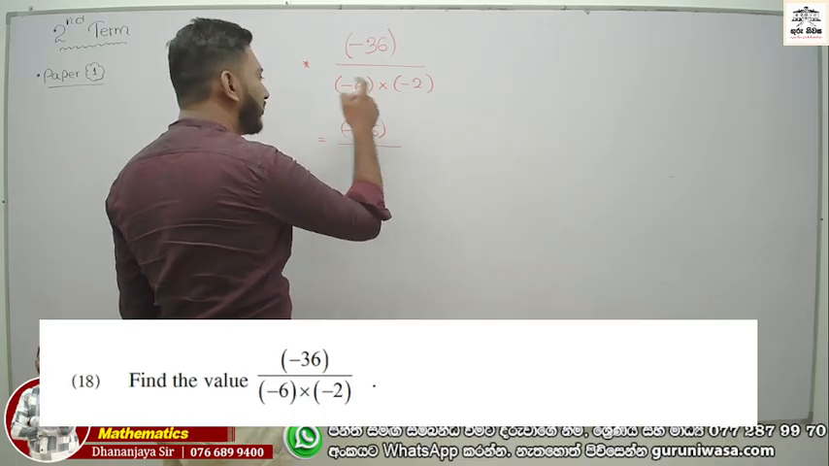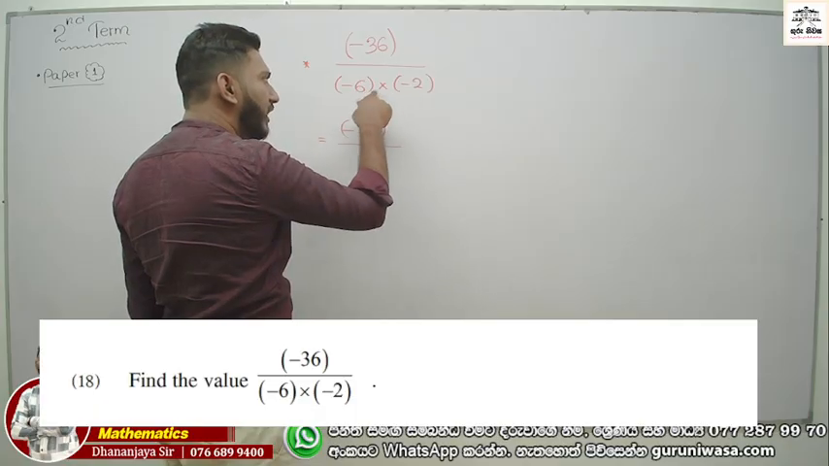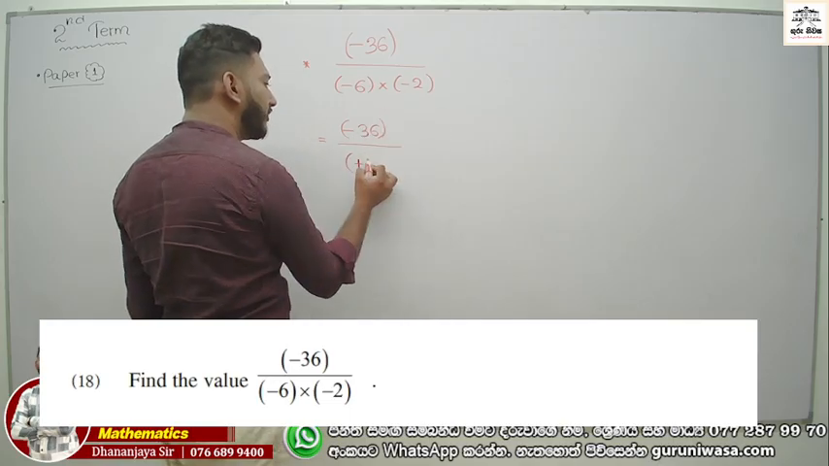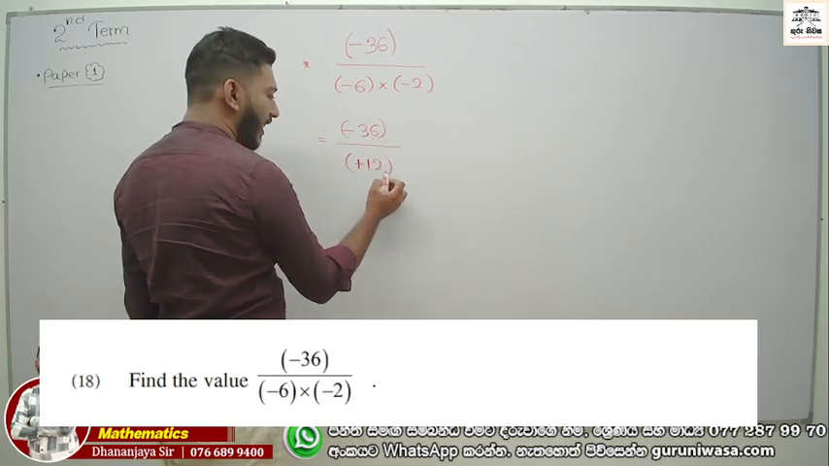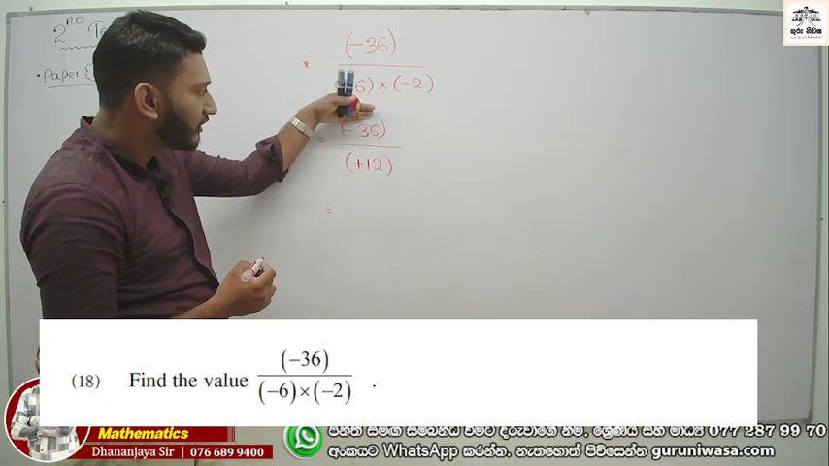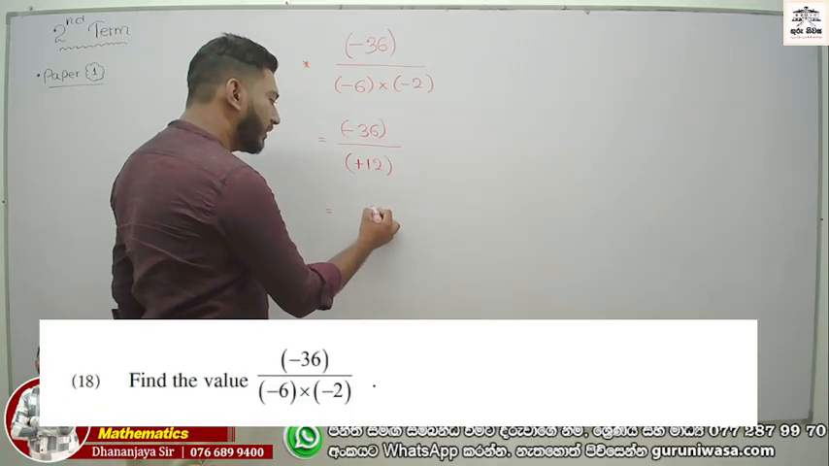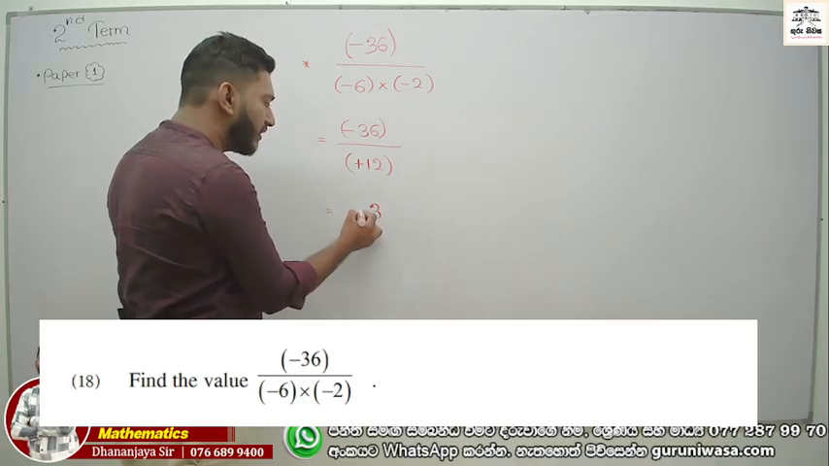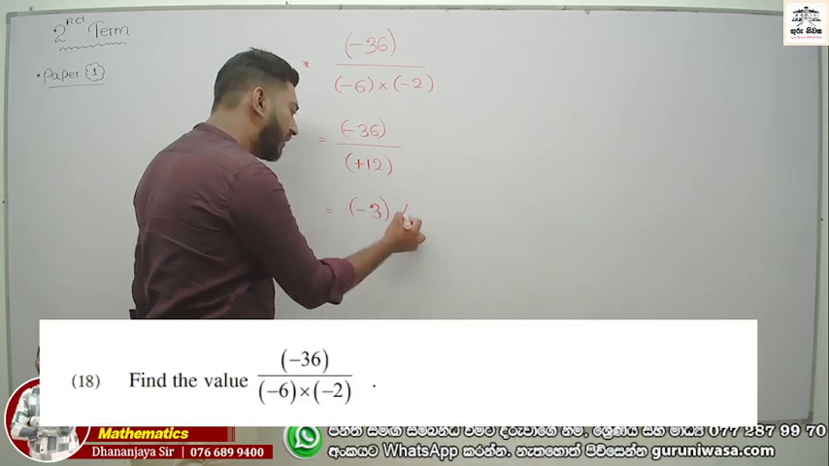Minus into minus. You know the product of two negative numbers becomes positive, and 6 times 2 is 12. And the other thing, what is the meaning of this? Division. 36 divided by 12 is 3. But a negative and a positive in division gives a negative answer.